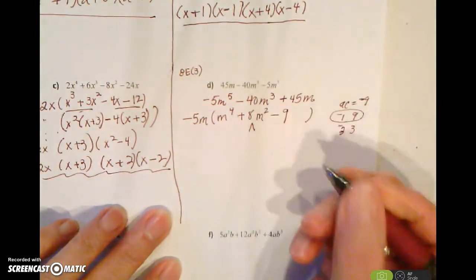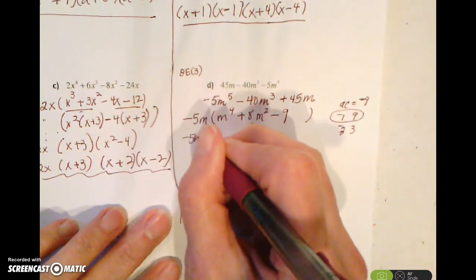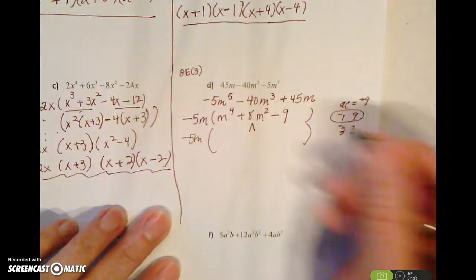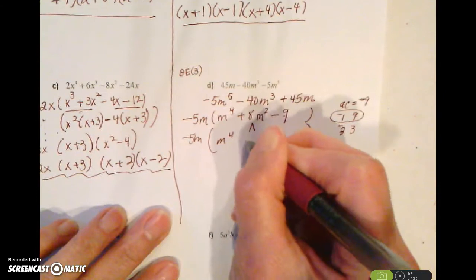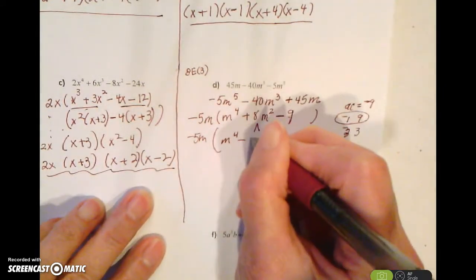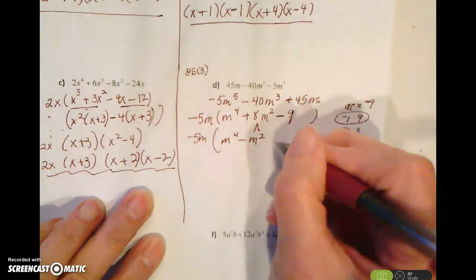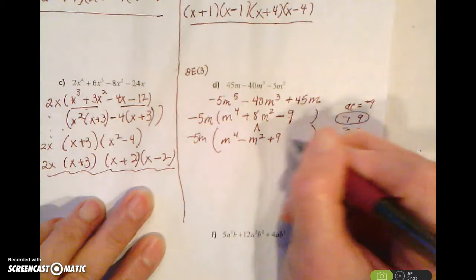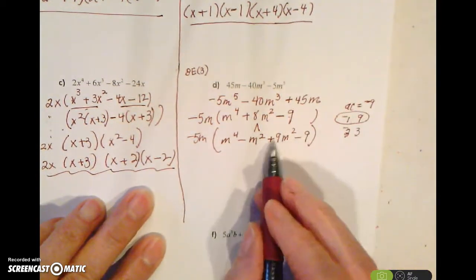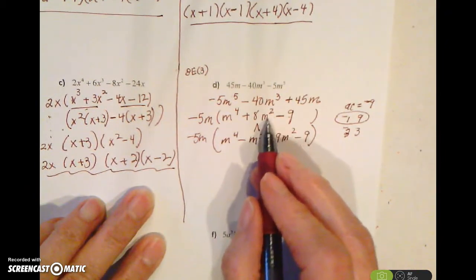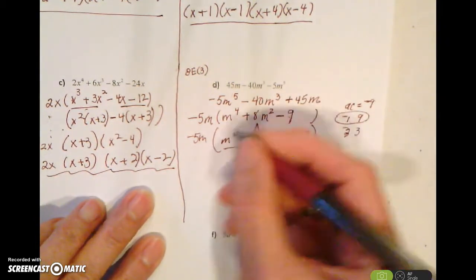So I'm going to rewrite, and again, this negative 5m is just going to stay here, and I'm going to just deal with this over here next. So I'll have m to the fourth, and then minus m to the second. Notice that that's what that variable is, and then plus 9 m to the second minus 9. So here's my minus 1 and my plus 9, and then m to the second from this right here. All right, so 4 terms, group 2.